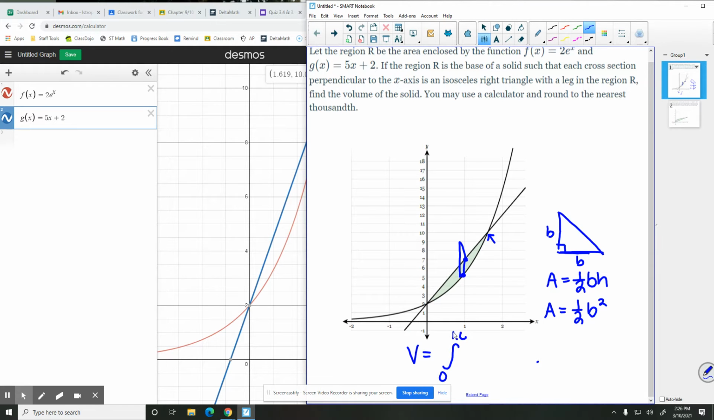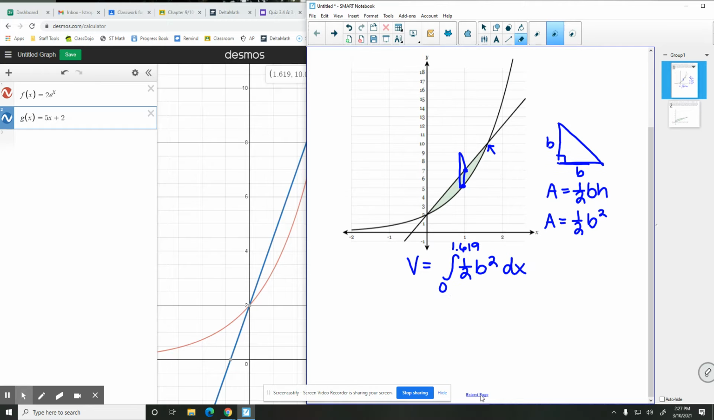So it is 1.619. If we round it a little bit, that works. And then in here, we're going to put our area of one triangle. We're going to put that equation. And then we drew our triangles with respect to x. So we would want perpendicular, I guess, to the x-axis. So we'd want dx.